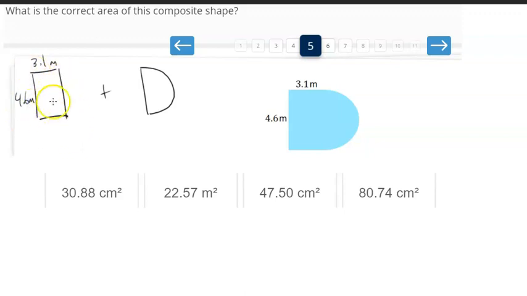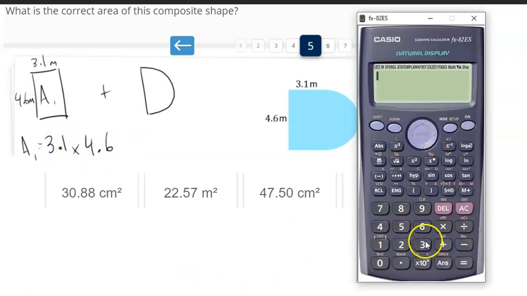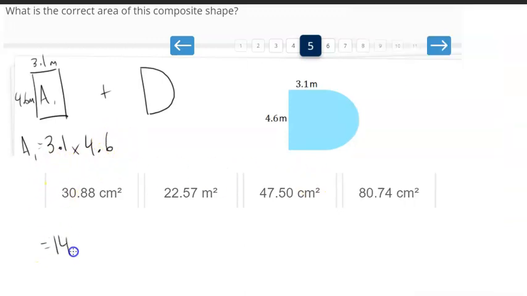So the area of this rectangle here, area 1, is just 3.1 multiplied by 4.6. So 3.1 multiplied by 4.6. This is equal to 14.26 square meters. So that's the area of the first one.